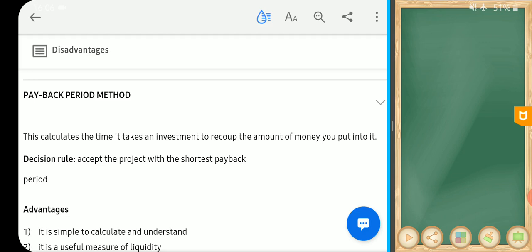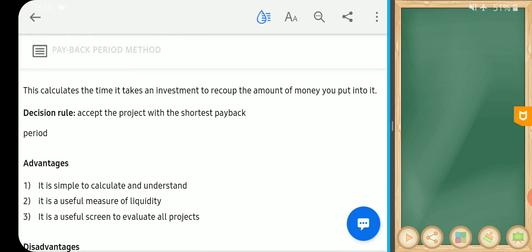Now, this method too does not take into consideration the time value of money. So what's the decision rule? Decision rule is to accept the project with the shortest payback period. Whatever project is going to make you recoup your money faster. If you have 3 projects, project A, B, C, and project A, you will recoup your money in 1 year. Project B, you will recoup your money in 1.5 years, and project C, you will recoup your money in 6 months. You'll be advised to invest in project C because you are getting your money back quickly.